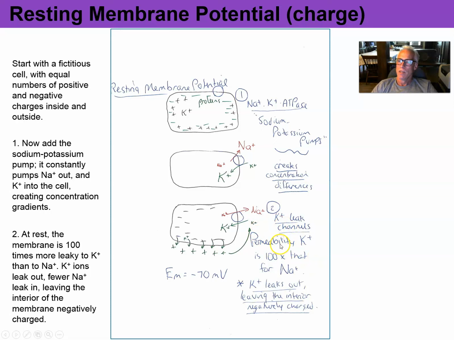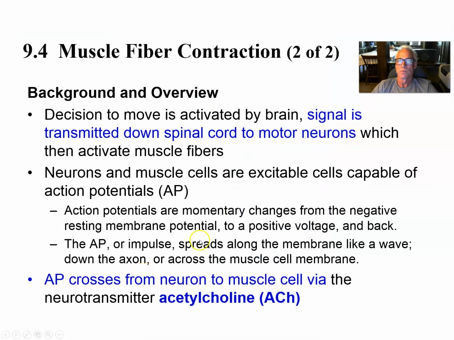The word permeability means the ease with which something may cross the membrane. In other words, if a membrane is permeable to potassium, that means it can cross the membrane. It's a matter of degrees. At rest, the permeability for potassium is low, but it's still 100 times higher than sodium. We're going to encounter a situation in just a little bit in which the permeability changes dramatically and becomes high for sodium and high for potassium. But at the moment, at rest, these permeabilities are low, but more so for sodium. All right, that's how we get a resting membrane potential.